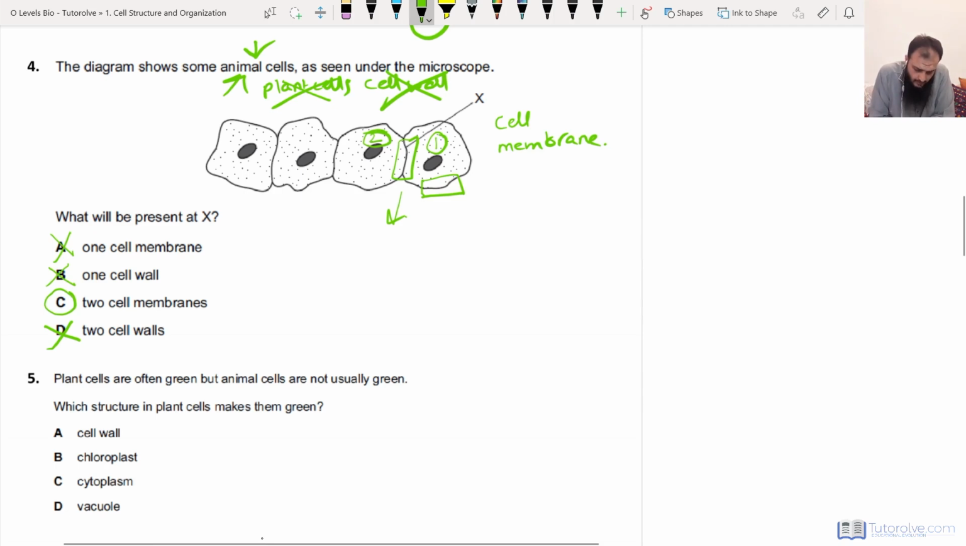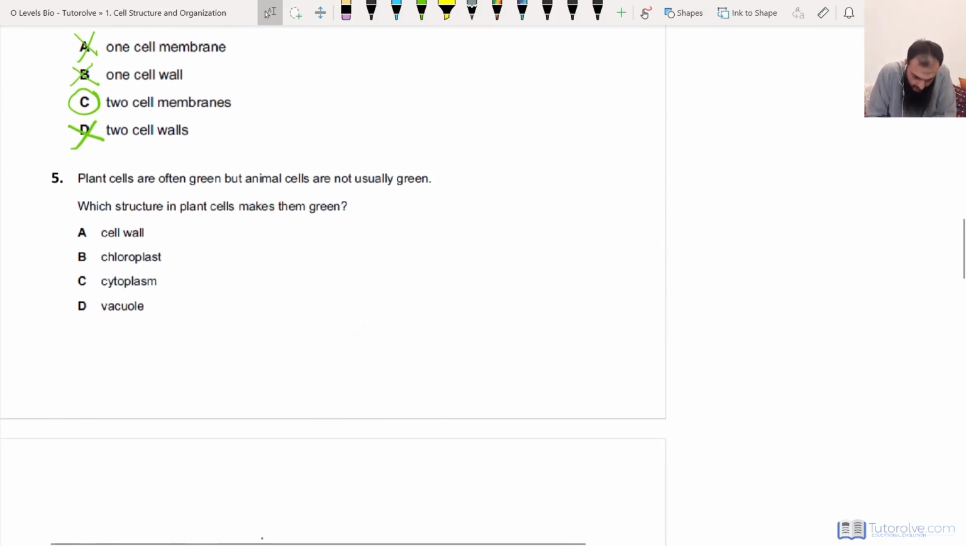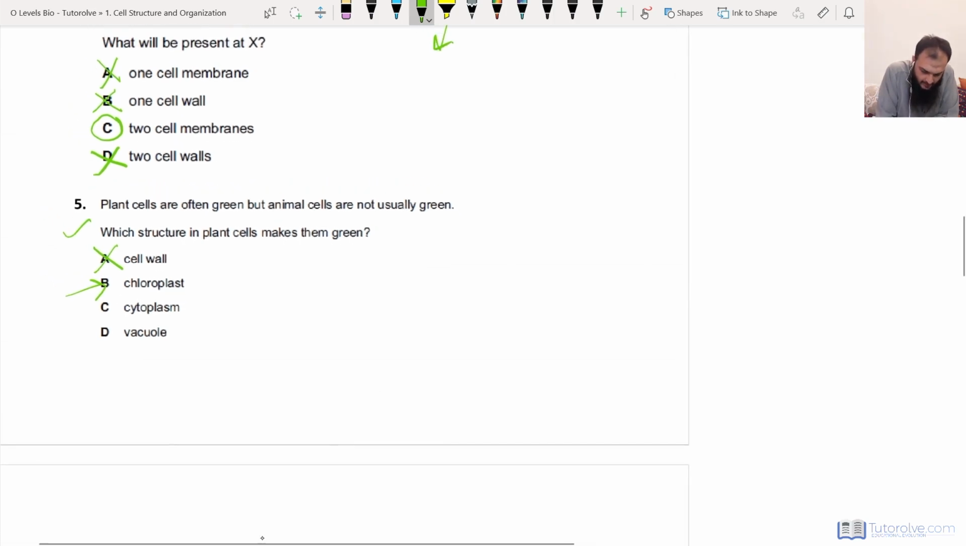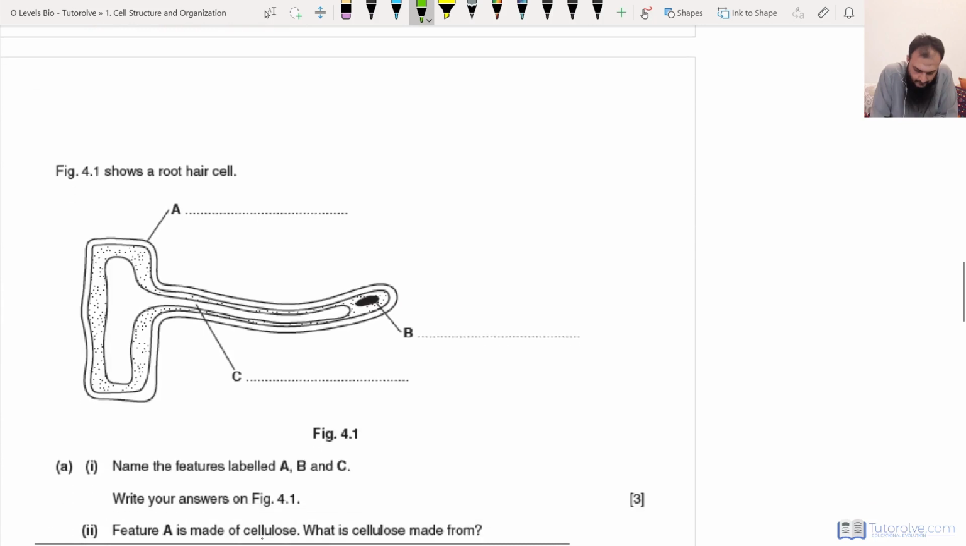Okay, question number 5. Plant cells are often green, but animal cells are not usually green. Which structures in plant cells make them green? Well, the cell wall is not green. Yes, the chloroplast is green. Why? Because it has a chemical which is known as chlorophyll, which is green, which is responsible, we know, for the process of photosynthesis. So the answer is B.